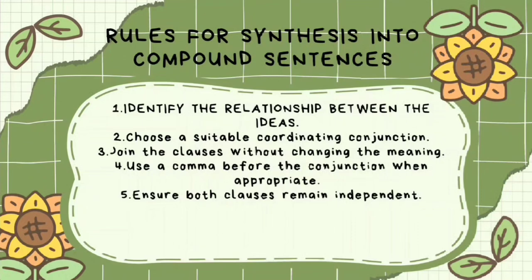Rules for synthesis into compound sentences. To synthesize simple sentences into a compound sentence, we follow four basic steps. First, identify the relationship between the ideas expressed in the sentences. Second, choose the appropriate coordinating conjunction. Third, combine the sentences while maintaining their original meaning. Finally, use proper punctuation, usually placing a comma before the conjunction.